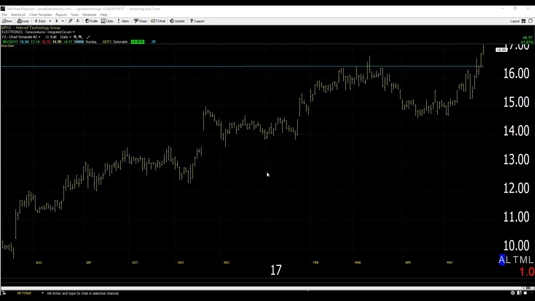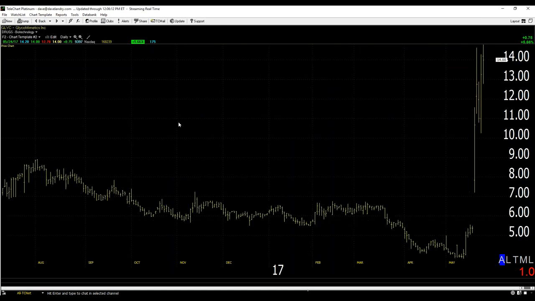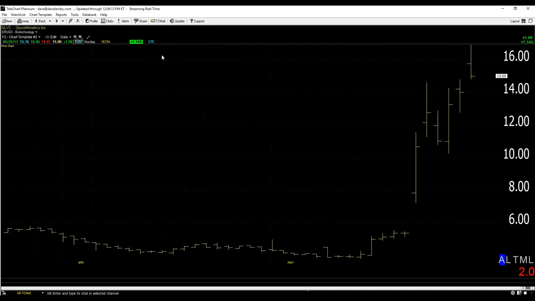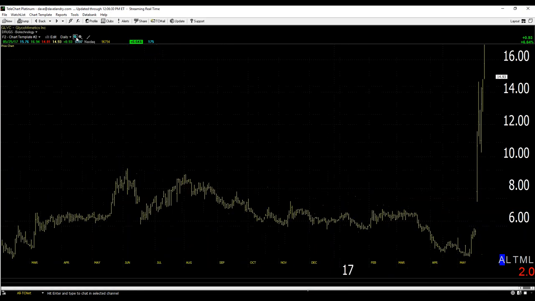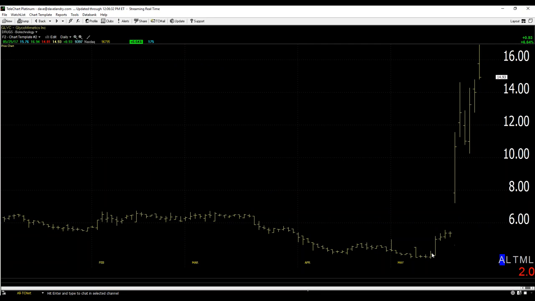GLYC. GLYC. Yeah, it's kind of flying higher. Let's take a look at this HV. This HV is jumping out at me. 175. That's ridiculous, okay? That's a little too crazy for me. Even for Big Dave standards, it's too crazy. So it went from, let's see, what's this down here?